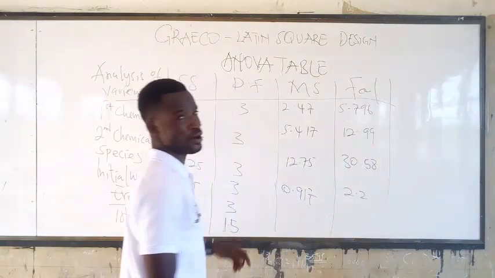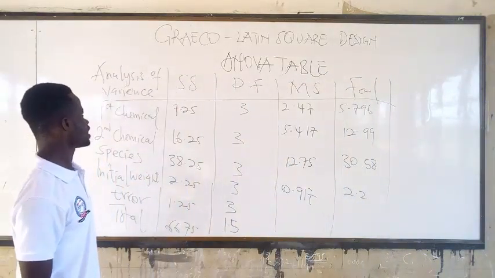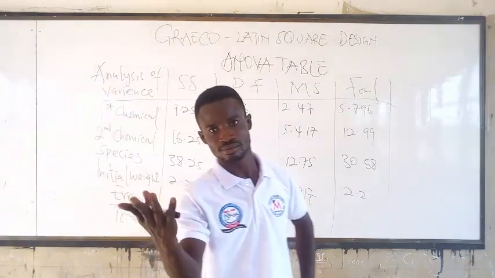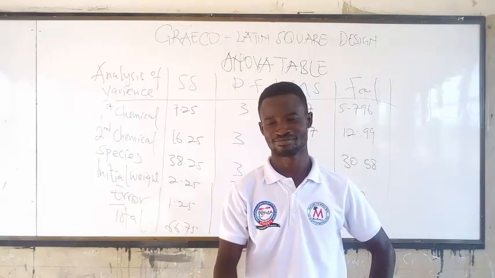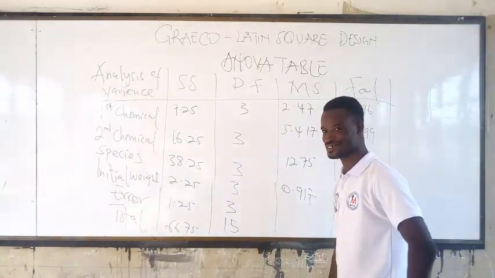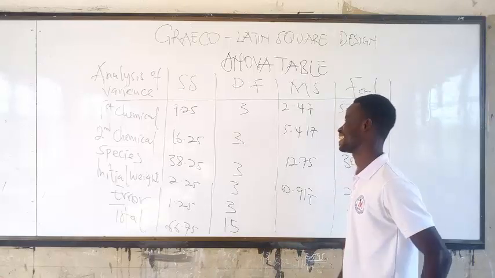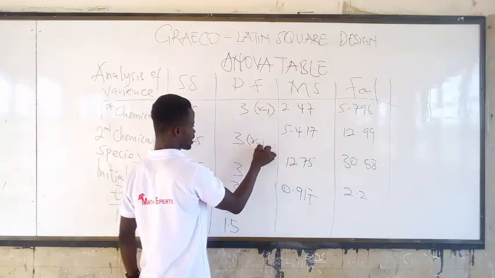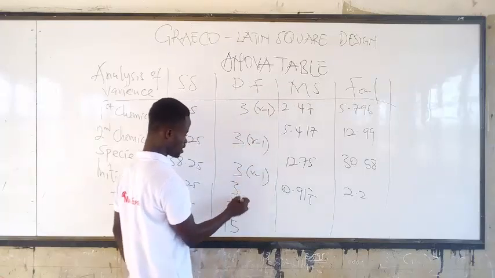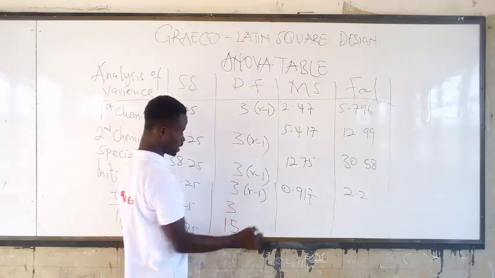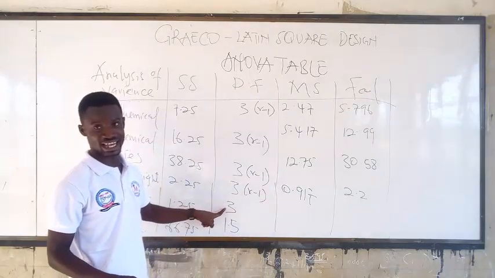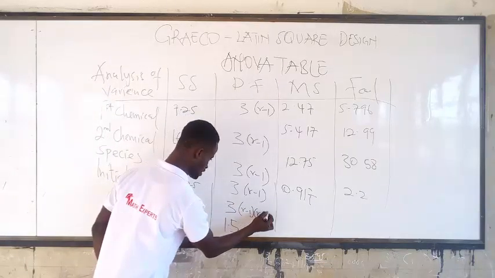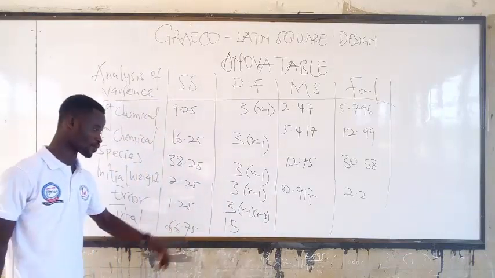Alright, so this is going to be our another table for the Graeco-Latin square design question. Consider crossing one there. You can see this one is from r minus 1, and here it is r minus 3. How do you get that? Alright, and that's what you're going to get.